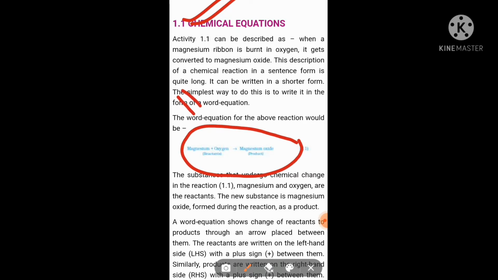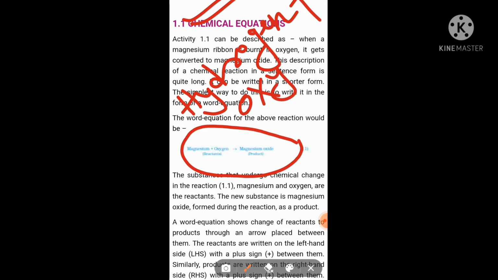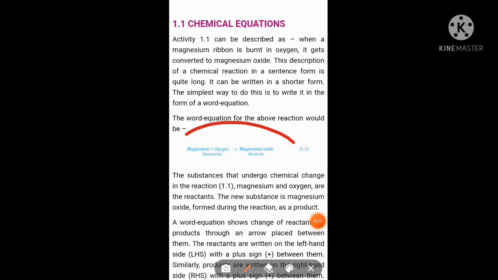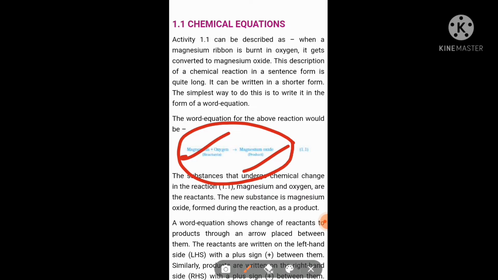Okay, like this is hydrogen, this is the representation, plus oxygen to form water. Okay, or you can see this example: magnesium plus oxygen gives magnesium oxide. This is how a reaction is represented. Substances undergo chemical change, like magnesium plus oxygen, it forms magnesium oxide.